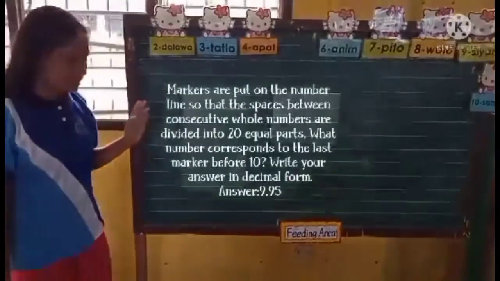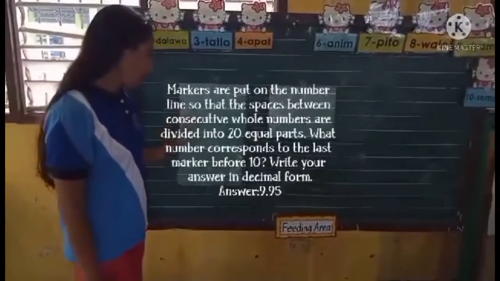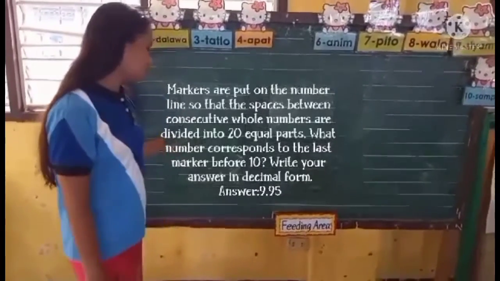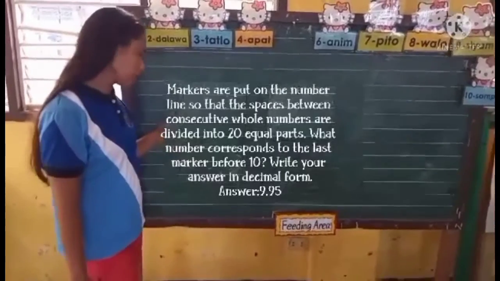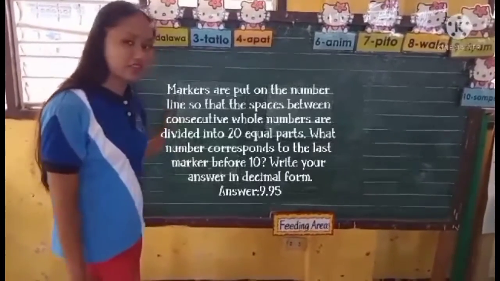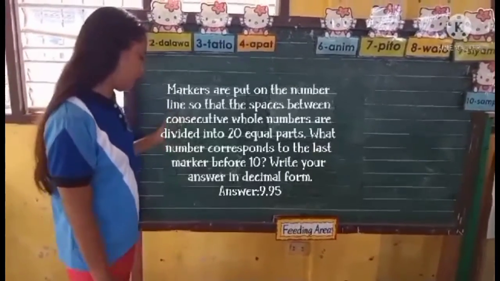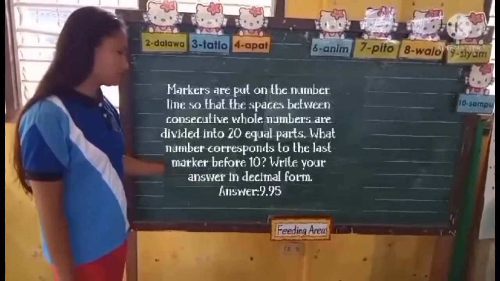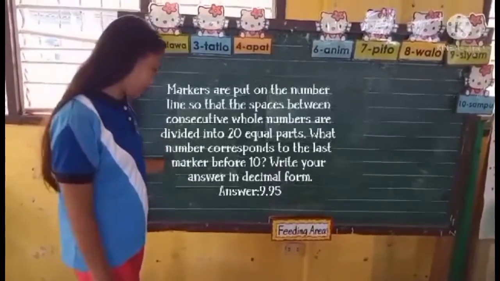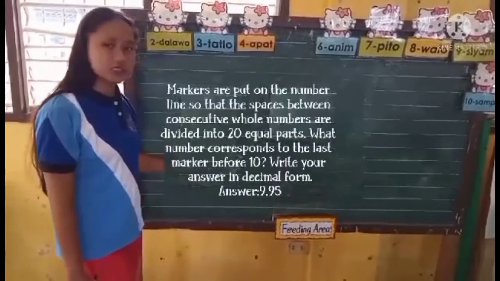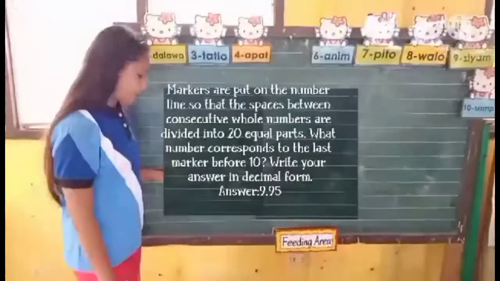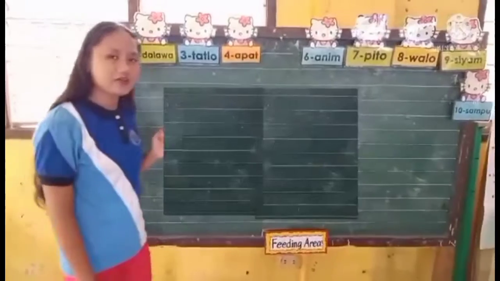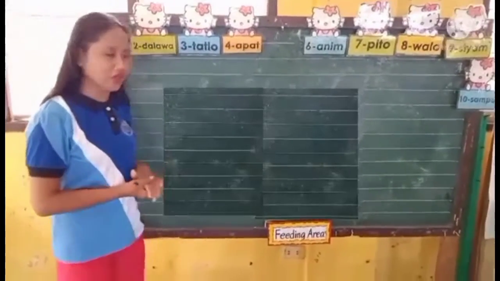This is our next question. Markers are put on the number line so that the spaces between consecutive numbers are divided into 20 equal parts. What number corresponds to the last marker before 10? Write your answer in decimal form. The answer is 9.95. So, bakit nga ba siya naging 9.95?